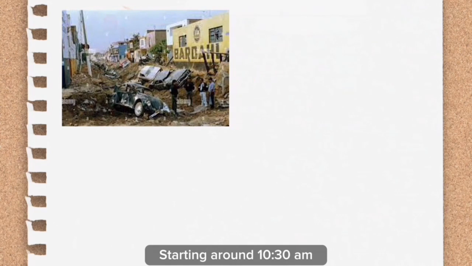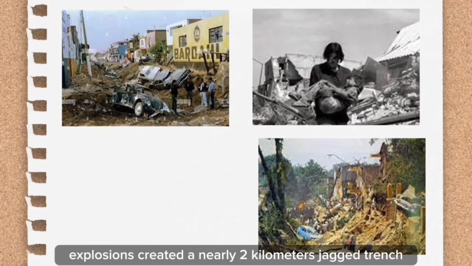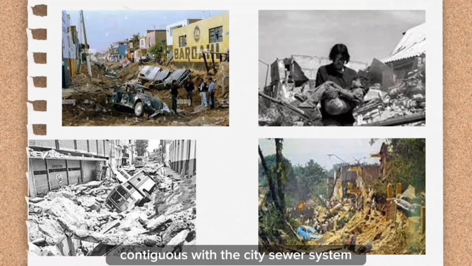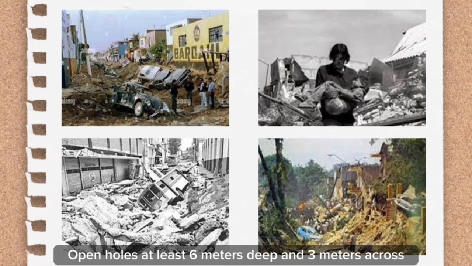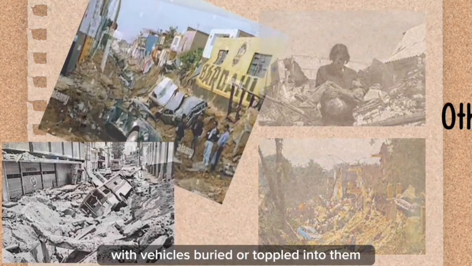Starting around 10:30 a.m., explosions created a nearly 2 kilometers jagged trench, contiguous with the city sewer system. Open holes, at least 6 meters deep and 3 meters across, formed. Larger 50 meters diameter craters were evident in multiple locations, with vehicles buried or toppling into them.